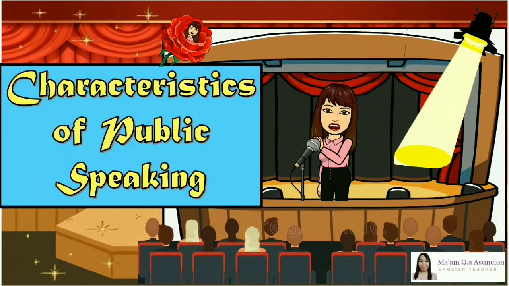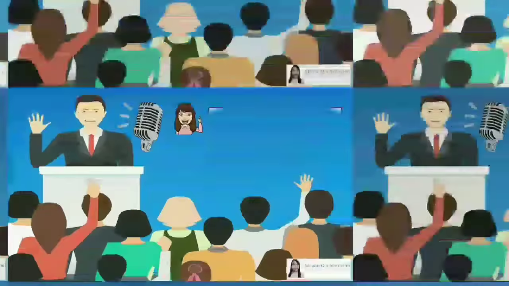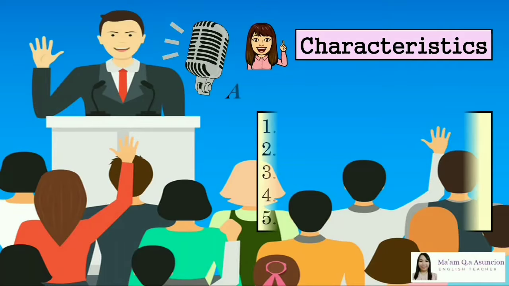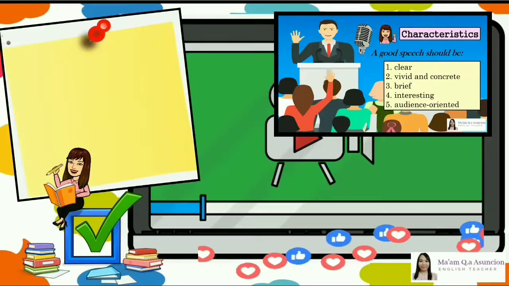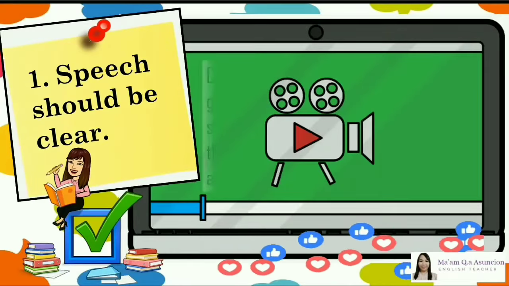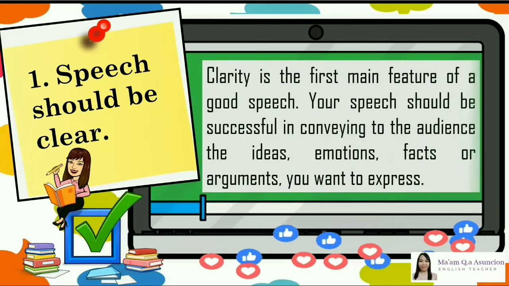Characteristics of public speaking. A good speech should be: number 1, clear. Number 2, vivid and concrete. Number 3, brief. Number 4, interesting. And number 5, audience-oriented.